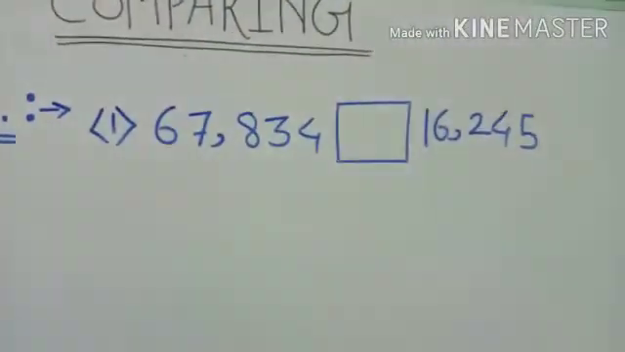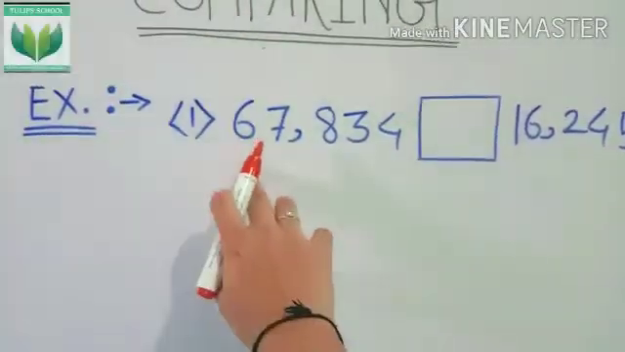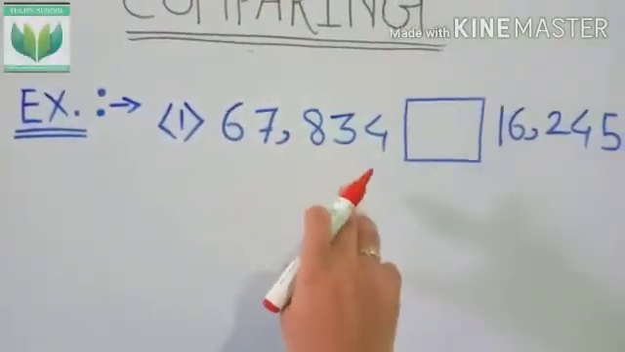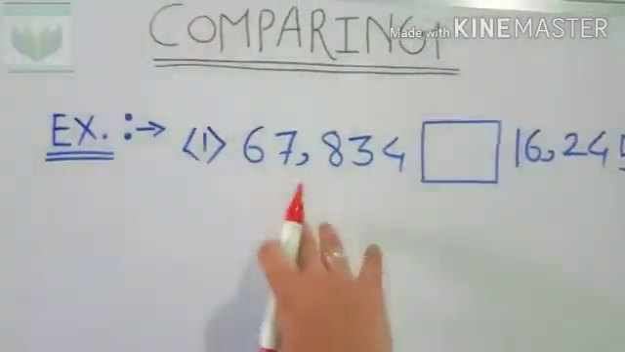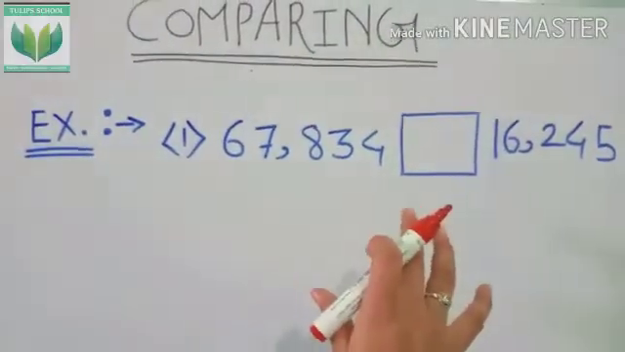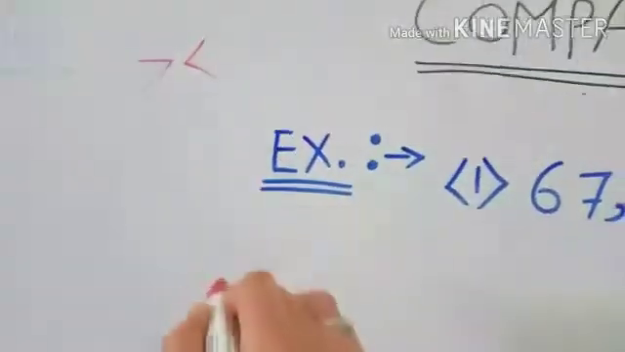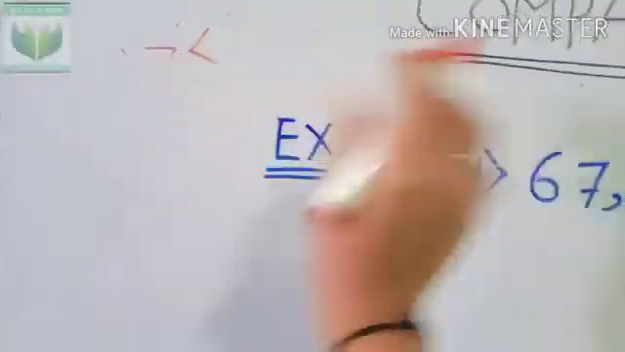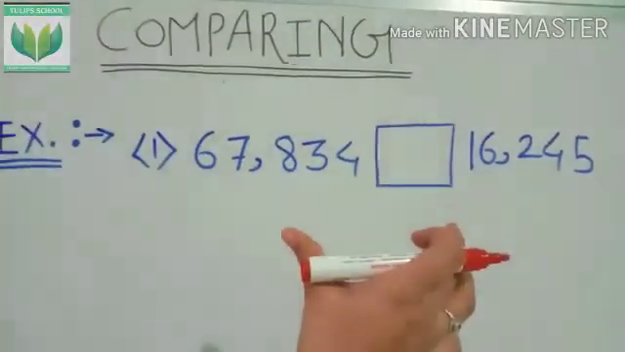Here I wrote one example of 5-digit numbers. First of all, we have to read these numbers: 67,834 and 16,245. We have to compare both numbers and find which is greater and which is smaller. You know the signs of greater than and less than. This is the sign we have to use to compare.